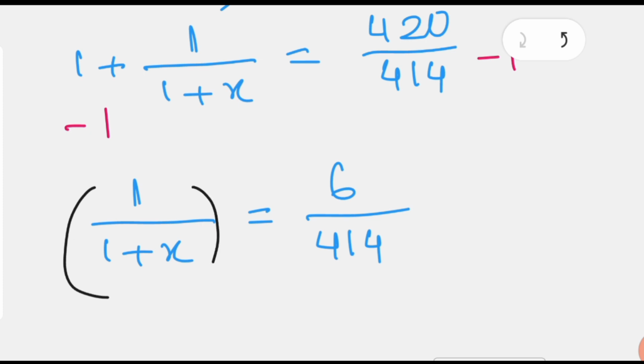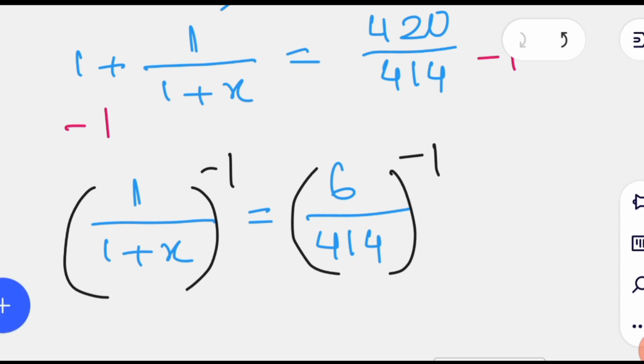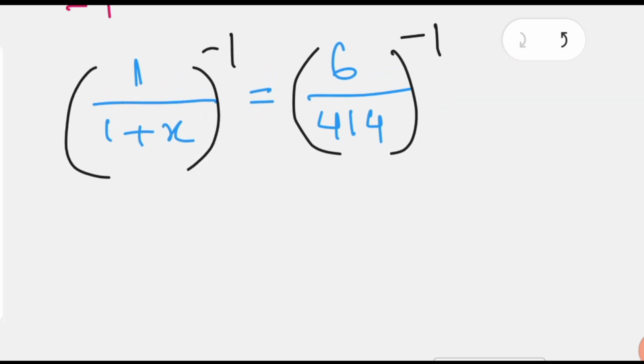Now finally we take the last inverse of both sides such that we have a new equation of the form 1 plus x only, and this equals 414 over 6.